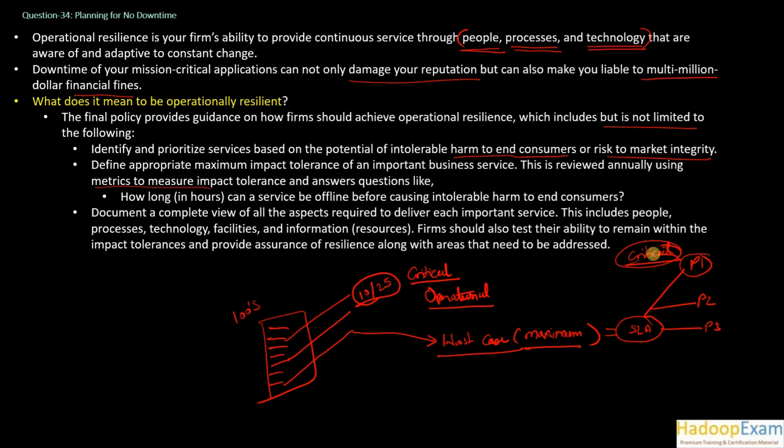Document a complete view of all aspects required to deliver each important service. Documentation is a very important thing when you are working with this, correct? This includes people, processes, technology, even facilities from where your processes are running, and information from where you are getting your resources. Firms should also test their ability to remain within the impact tolerance and provide assurance of resilience along with areas that need to be addressed. This is very critical when you work in a bigger financial organization.